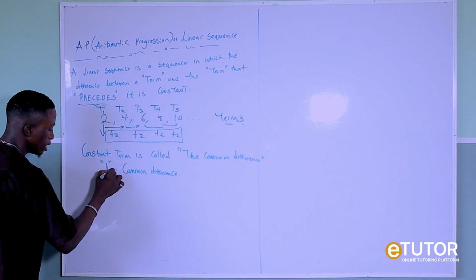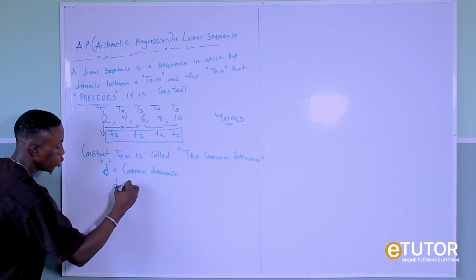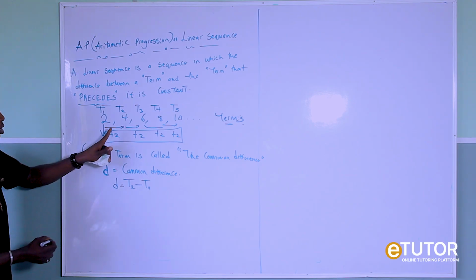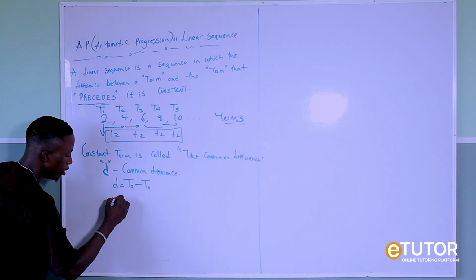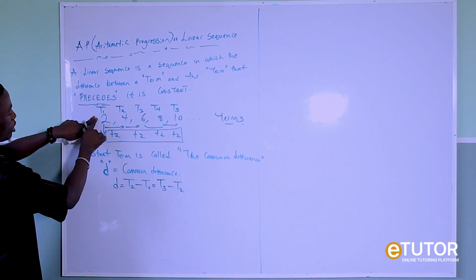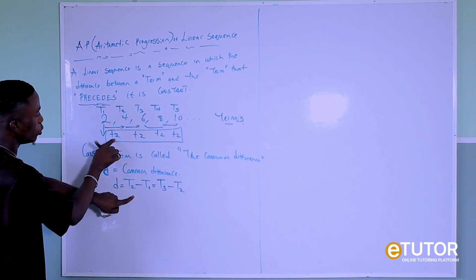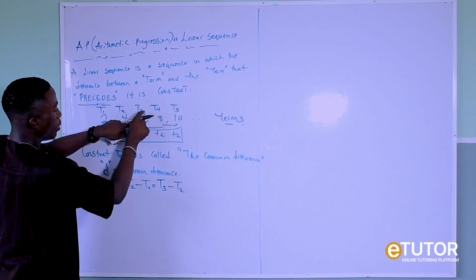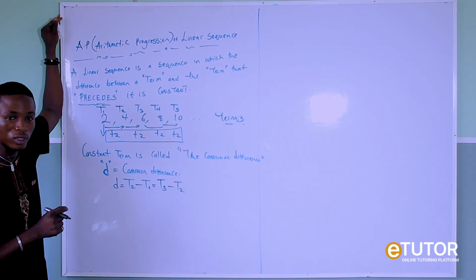The common difference itself has a formula. The formula for the common difference is d equals T2 minus T1. Just subtract your first term from your second term. It can also be T3 minus T2. If you follow this formula, T2 minus T1 gives 4 minus 2, which gives 2. T3 minus T2, 6 minus 4, also gives 2. T4 minus T3 also gives 2. 10 minus 8 also gives 2. It will remain constant throughout the sequence.